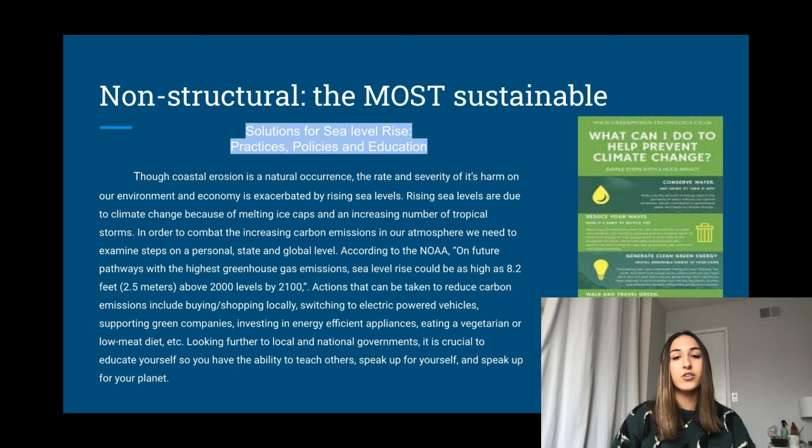Looking further to local and national governments, it is crucial to educate yourself so you have the ability to teach others about this issue, speak out for yourself, and speak up for your planet. Another important thing to remember is to vote for candidates who implement policies that you support in terms of environmental justice and sustainability.